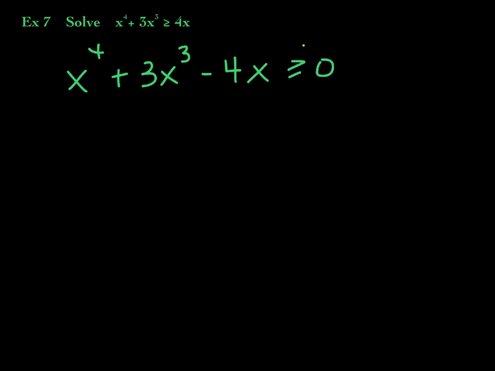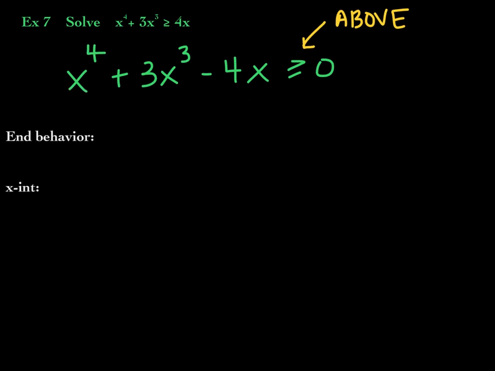A few things here. This symbol means that they're asking when is the graph above the x-axis, and we should include the x-intercepts, put brackets on the x-intercepts because this is non-strict. All right, everybody, what we need to do is get the end behavior and the x-intercepts.